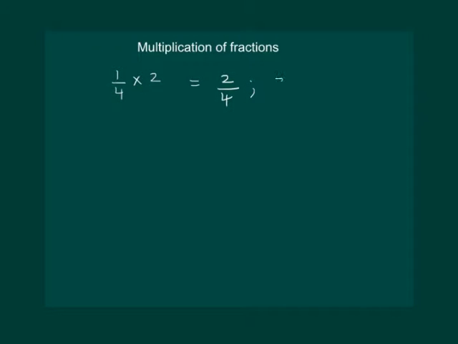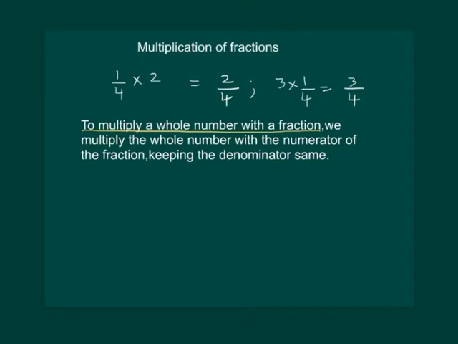If we have to multiply 3 with 1 by 4, we will multiply the numerator. We get 3 into 1 is 3 and the denominator remains the same. Hence we state that to multiply a whole number with a fraction, we multiply the whole number with the numerator of the fraction and keep the denominator same.